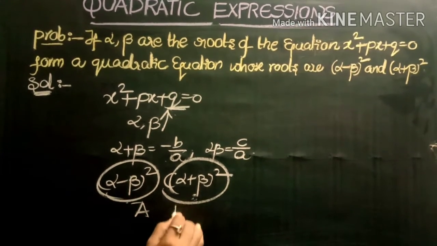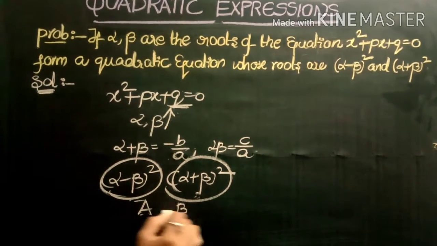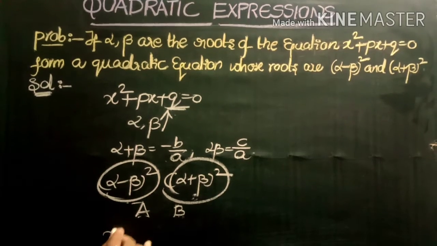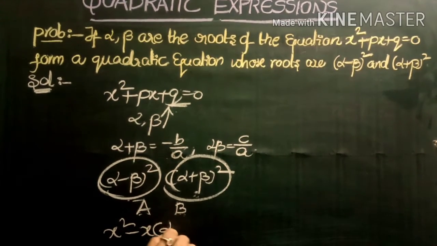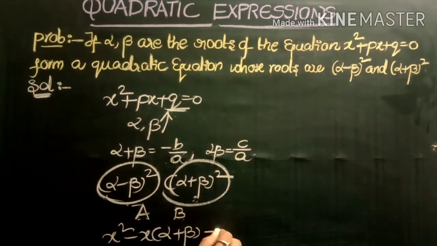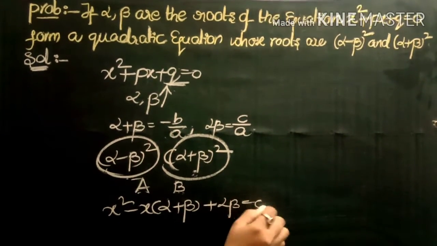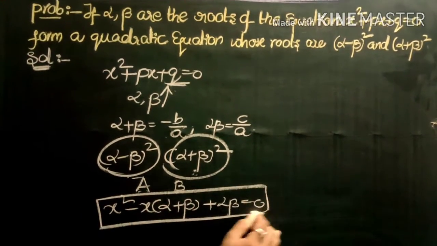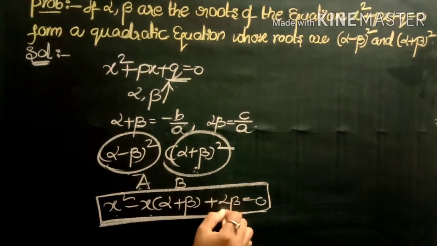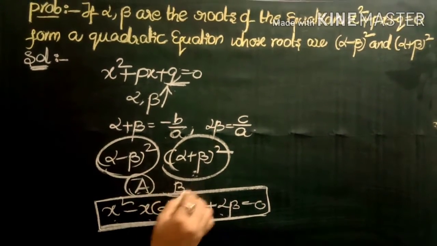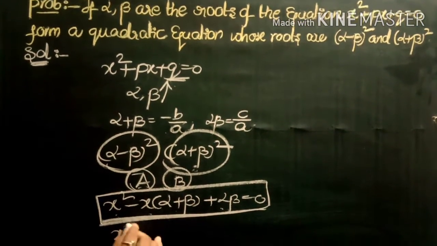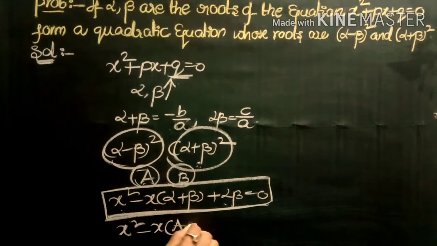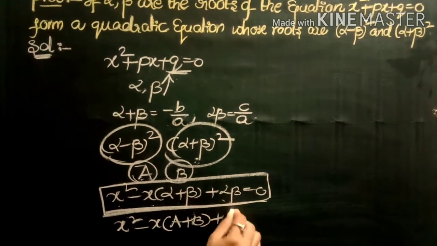So first we take these two values as capital A, capital B. Already we know that the quadratic equation with roots alpha, beta is x square minus x into (alpha plus beta) is equal to 0. This is the quadratic equation with alpha, beta as the roots, but here we have the roots as A, B. So the formula is x square minus x into (A plus B) is equal to 0.